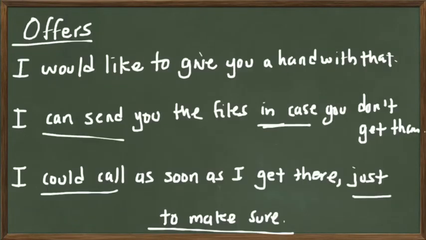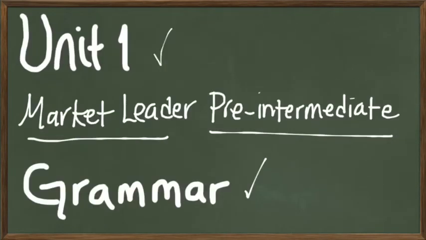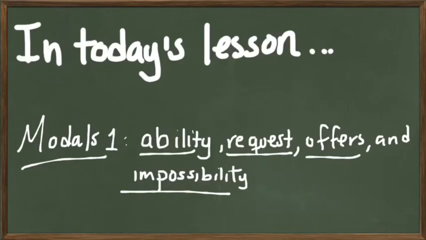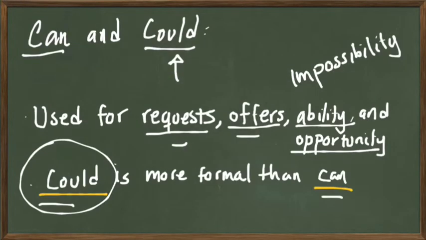Okay, just before saying goodbye, let's recap here. We're checking your book, Market Leader, for pre-intermediate students. That means you. And we checked the grammar of the day. In today's lesson, mostly we talked about the modals. What modals are those? The could, would, and can, to express ability, request, offers, and impossibility.